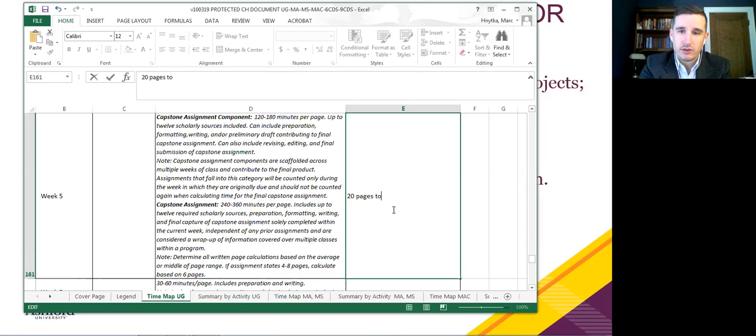20 pages. So 20 pages total requirement, but perhaps of the 10 pages of the detailed outline and the annotated bibliography, maybe like 2 pages of that was the annotated bibliography. So maybe 8 pages were already completed.